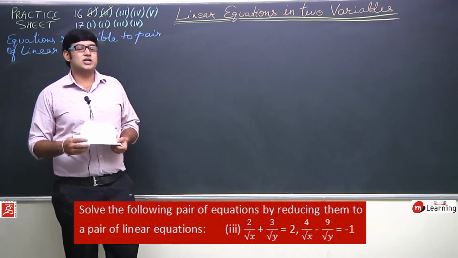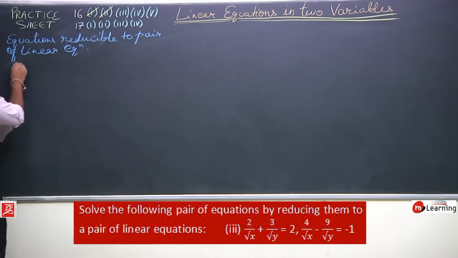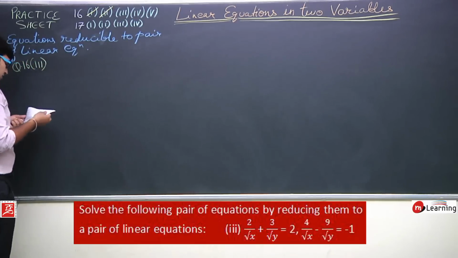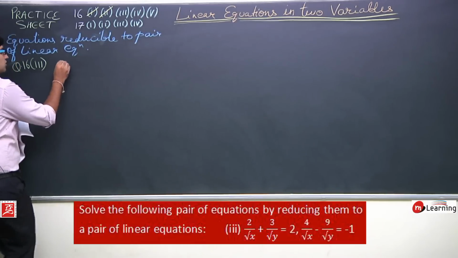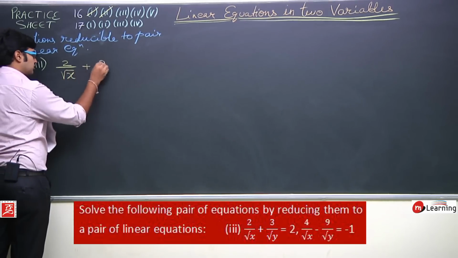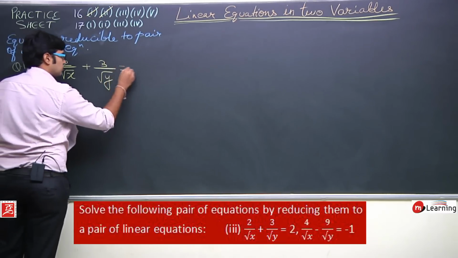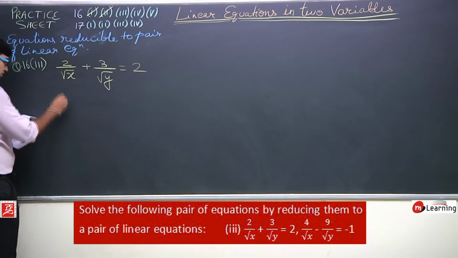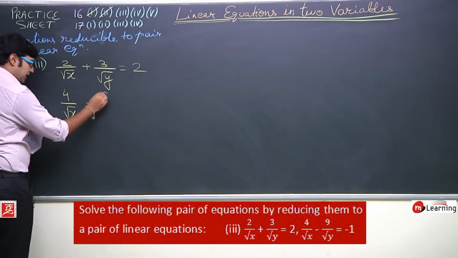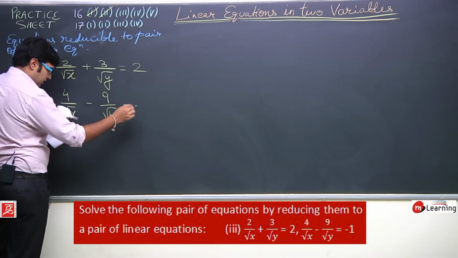Okay, now let us discuss the third part of question number 16. Third part of question number 16 is 2 upon root x plus 3 upon root y is equals to 2 and 4 upon root x minus 9 upon root y is equals to minus 1.